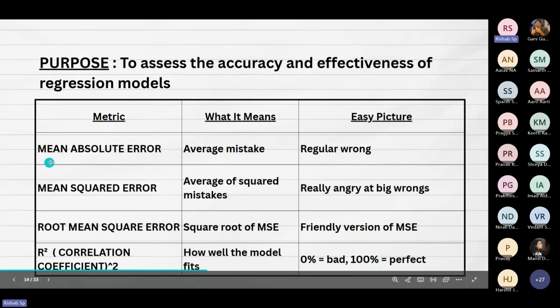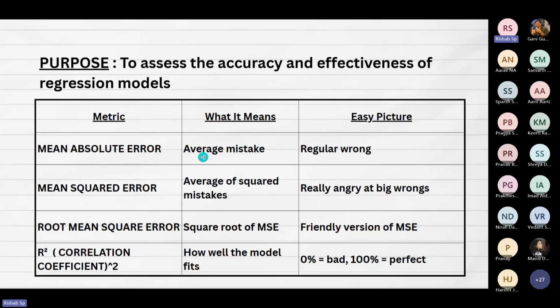Mean absolute error. You just be aware of the terms and what each is. Mean absolute error: we take the average of the mistakes. We take the error terms and we average it out. It's just the mistake that we made. Mean squared error: the average of squared mistakes. We square the errors, so the numbers get huge. We portray the mistakes as big mistakes. Really angry at big wrongs.